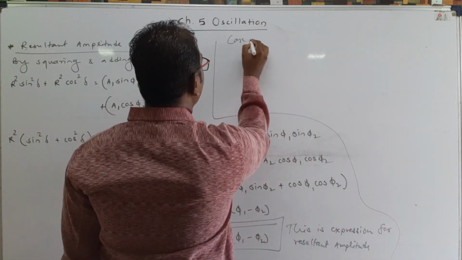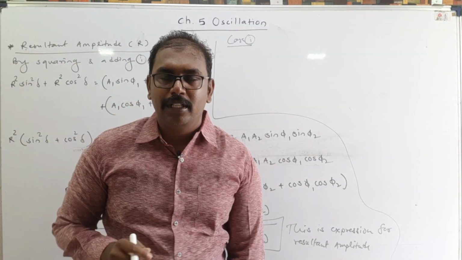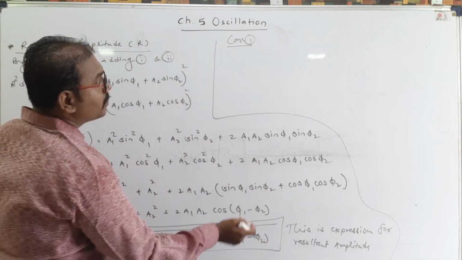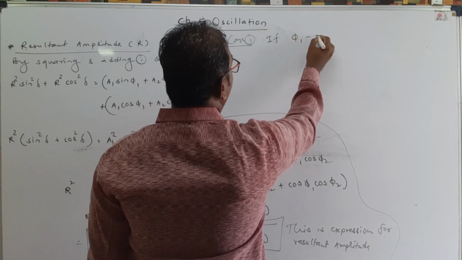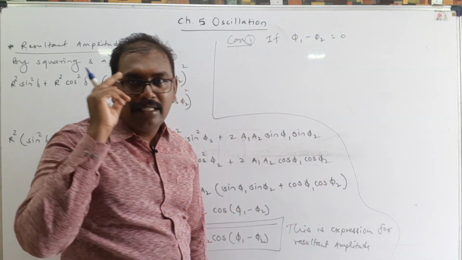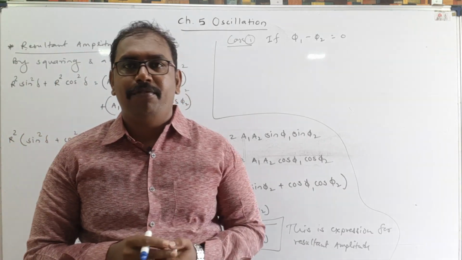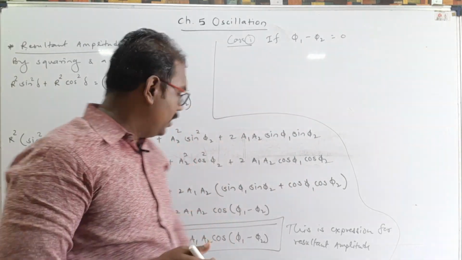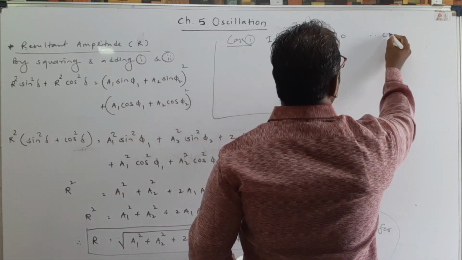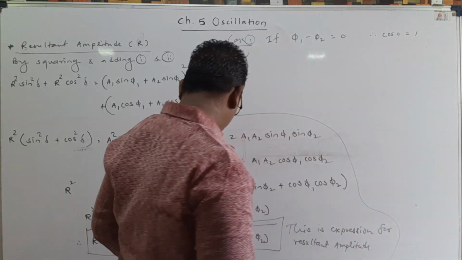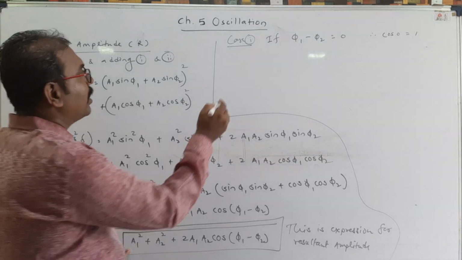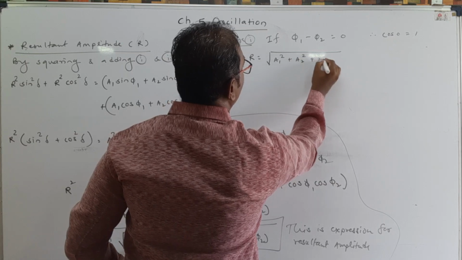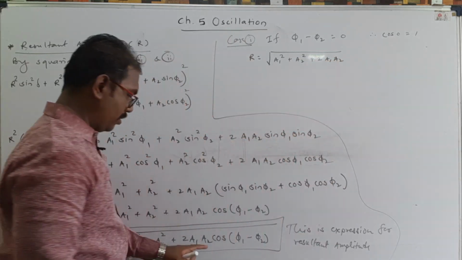Case one. When the phase difference between two SHMs, phi 1 minus phi 2, is 0, it means that the two SHMs are in the same phase. When they are in the same phase, the difference is 0. Then cos 0, you know, is 1. So R is equal to under root a1 square plus a2 square plus twice a1 a2, because cos of this is 1.